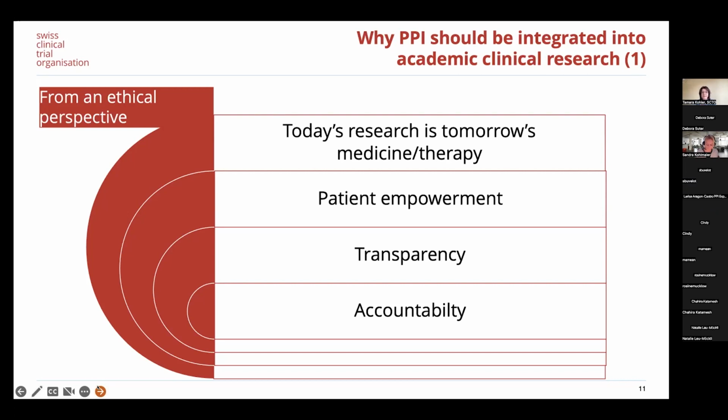Academic clinical research is actually financed by public money, and PPI can help to make funding more transparent and involve those who pay for it in the end. And PPI can help democratize clinical research and make clinical research more accountable.